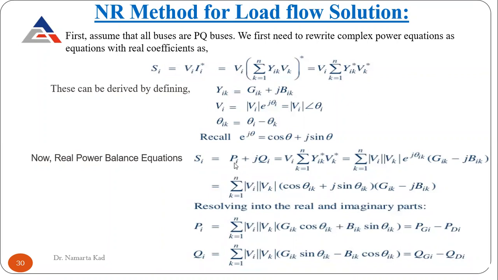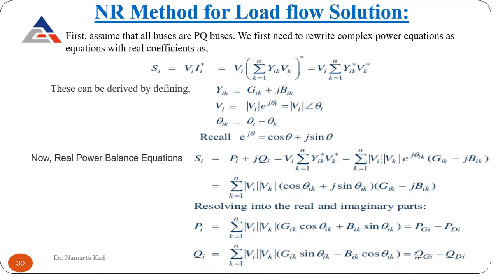So the real part, on the left hand side, Pi, is equal to the summation k equal to 1 to n of Vi into Vk, because these are the constant parts, and Gik multiplied by cos theta ik, and one more real part that comes out to be minus j square sine of theta ik into Bik. So what is j square? We know it is minus 1. So minus j square comes out to be plus Bik sine of theta ik. So this will be the real part, and this is further equal to Pgi minus Pdi.